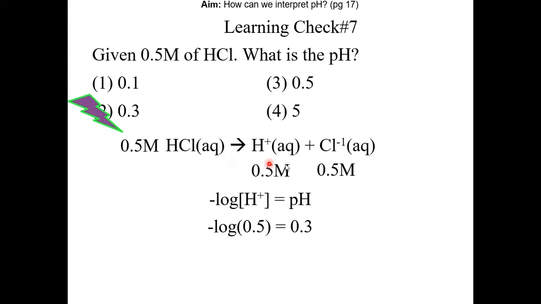You can only do this if it is a strong acid or a strong base. If it was a weak acid or weak base, there would be an equilibrium and you have to use the RICE table to calculate the H plus ion concentration.